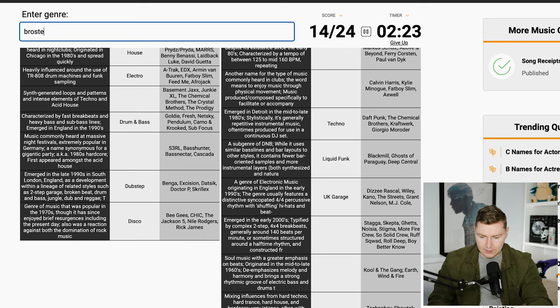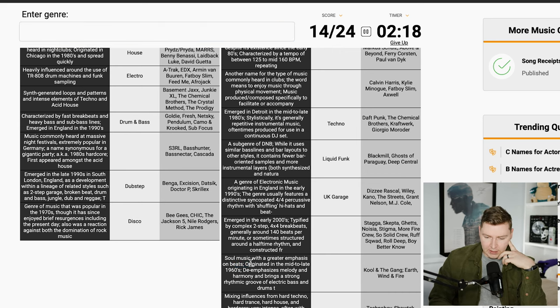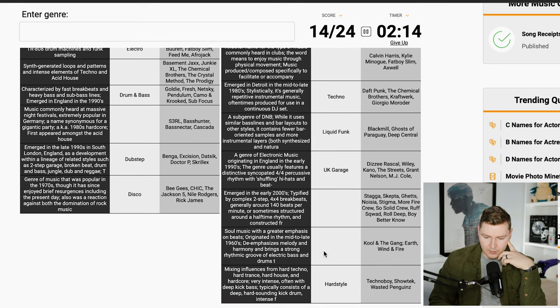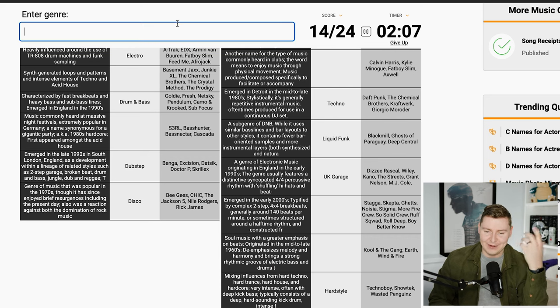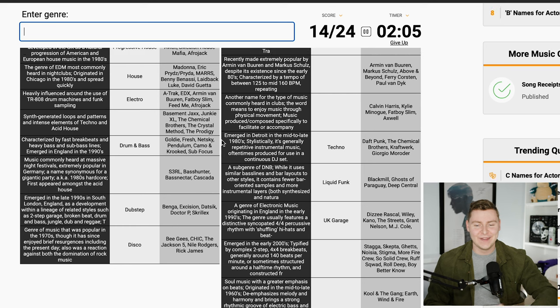Bro step? No. Soul music with a greater emphasis on beats. Originated in the mid to late 19, emphasized on a melody and harmony that brings a strong rhythmic groove of electric bass and drums. Kool and the Gang, Earth, Wind, and Fire. You know, your classic EDM artists, Kool and the Gang, and then Earth, Wind, and Fire.